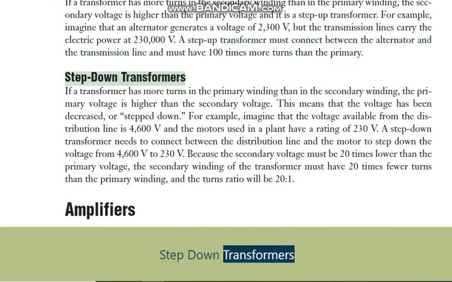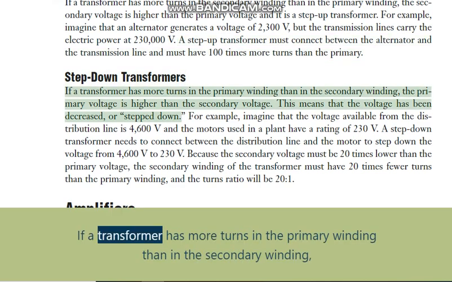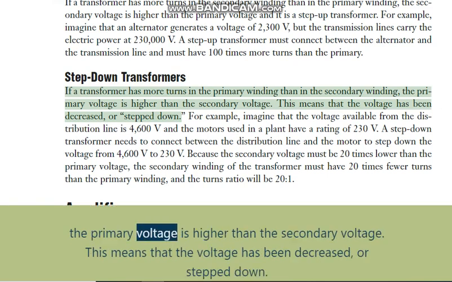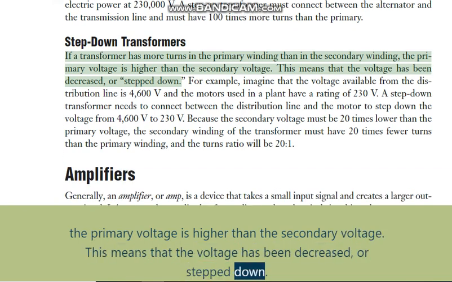Step-down transformers. If a transformer has more turns in the primary winding than in the secondary winding, the primary voltage is higher than the secondary voltage. This means that the voltage has been decreased or stepped down.